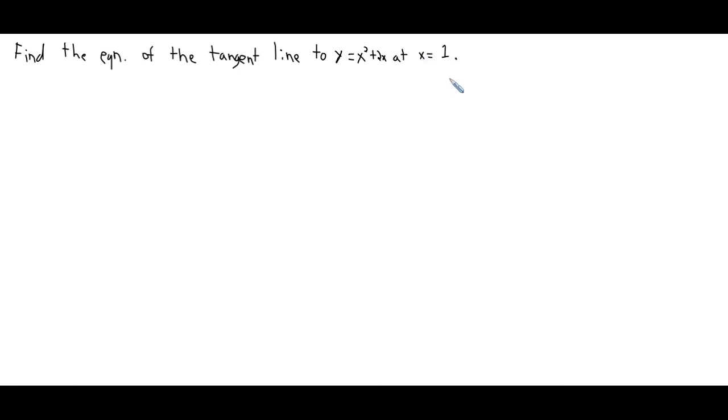Let's do one more example. Find the equation of the tangent line to y equals x squared plus 2x at x equals 1. Wait a second, we've only been dealing with f of x. What about y? Is there a difference between y and f of x? No, there isn't. Just pretend the y is an f of x. It'll be fine. It works. They're basically the same thing. I don't know why math does that, but whatever.